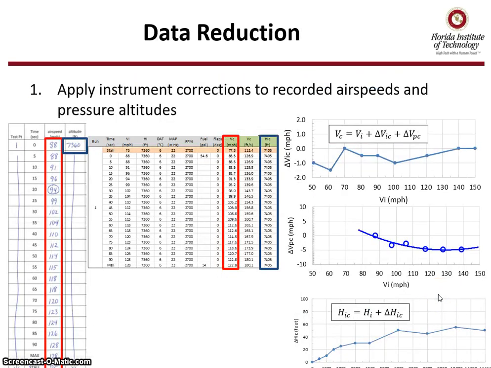Step 1 is to apply instrument corrections to the recorded airspeeds and pressure altitudes. Again, you recorded airspeed through the acceleration, so there's lots of airspeeds and really only one altitude, but you're going to take that data and apply the associated instrument correction and position correction for airspeed, and in the case of pressure altitude, just the instrument correction for pressure altitude. These steps should be familiar now that you've done this a few times on the various labs.